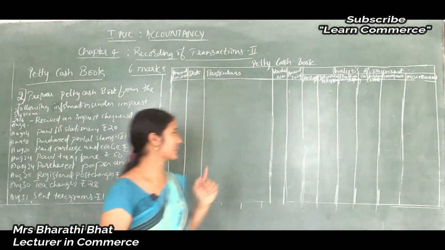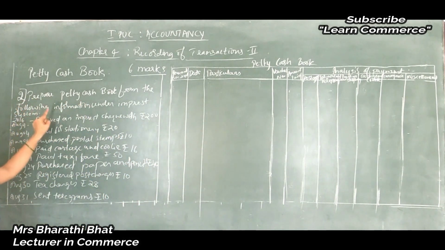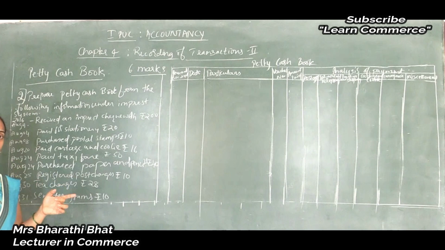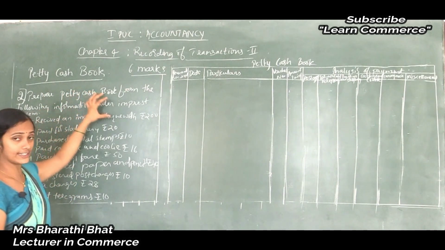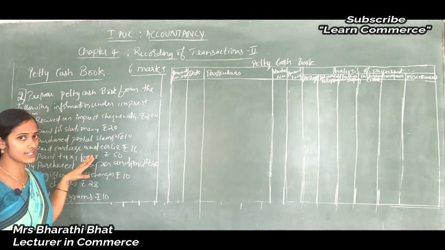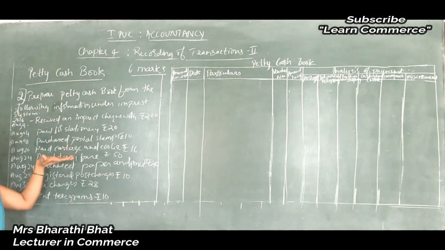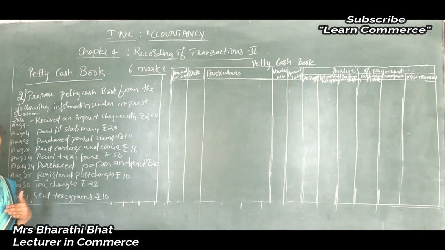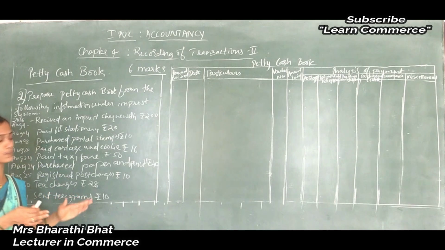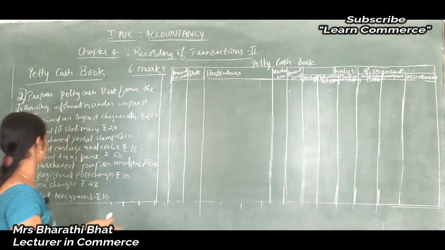Clear? For this you will get 6 marks. Okay, let's solve the next illustration on the same concept. Prepare petty cash book from the following transactions or information under the imprest system. In the previous sum, in this sentence only, they gave the imprest amount, but see the change in this illustration. Here the amount is given in the next part. So prepare the petty cash book. In both, only this much information is given.